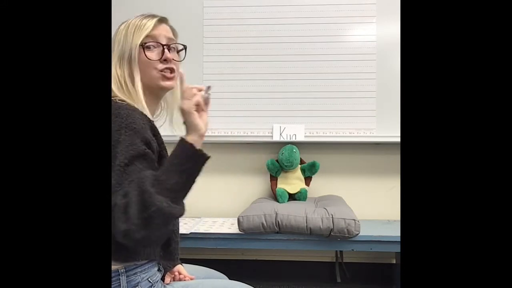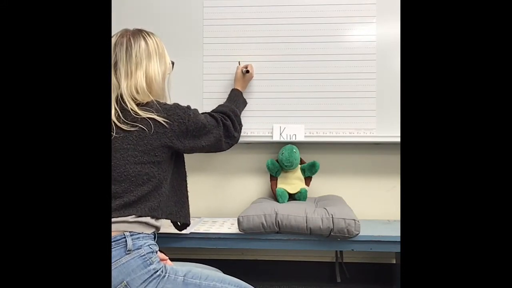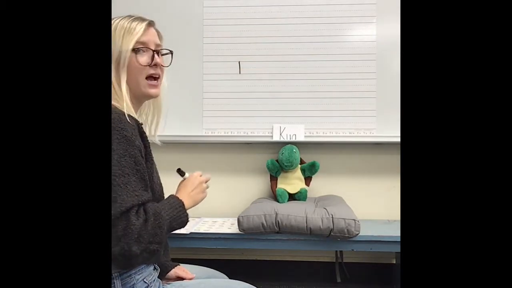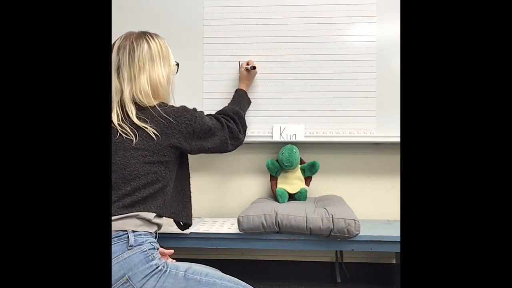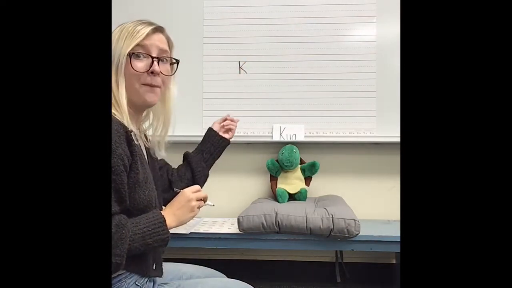Uppercase K is tall. So I go all the way to the top of the line and go down. That's my line. Now I need to go back to the top and go in and then out. We wrote an uppercase K.